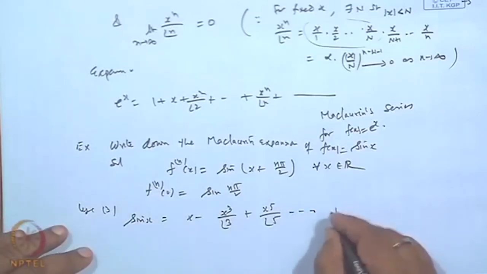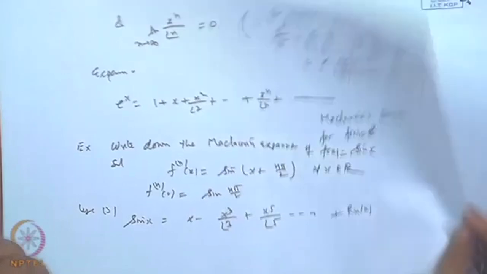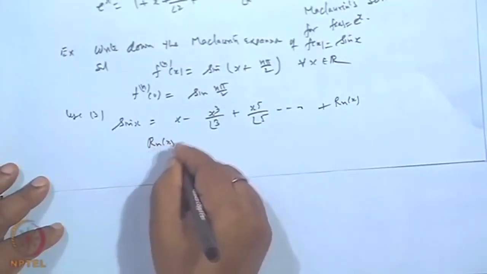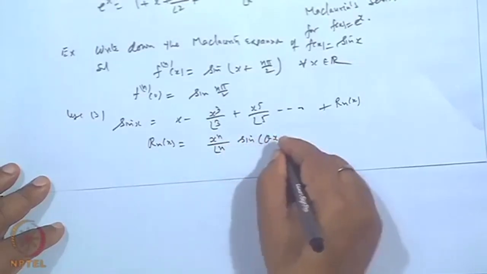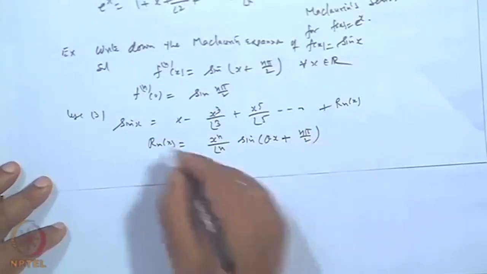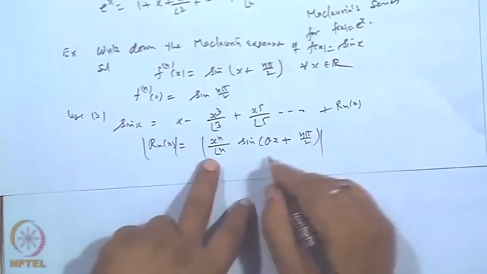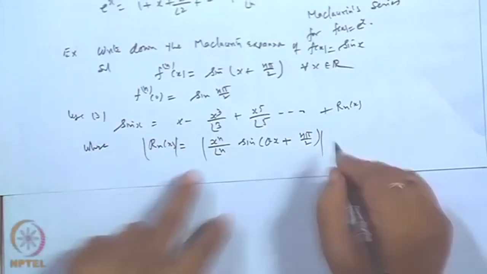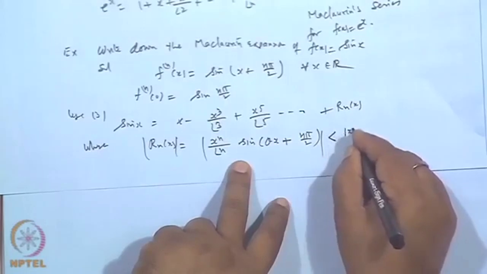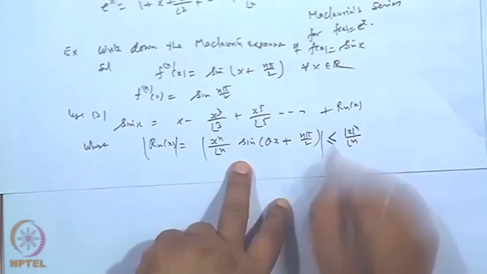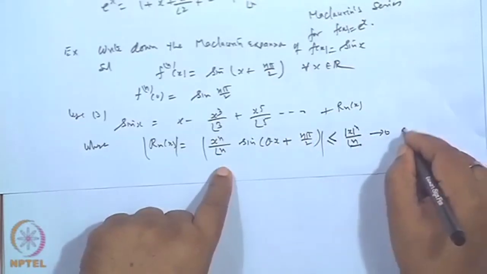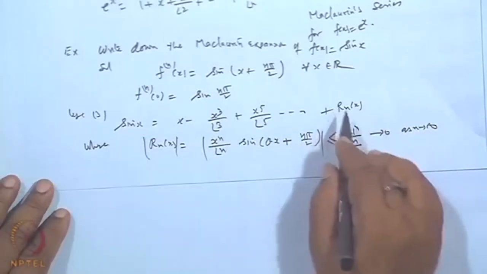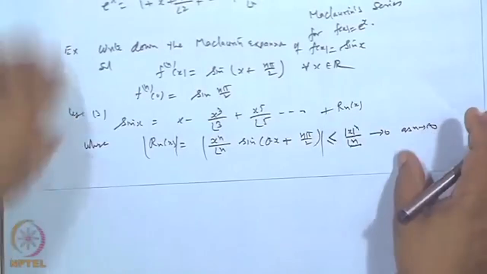And what is the remainder term? The remainder term R n of x will be x to the power n by factorial n times sin of theta x plus n pi by 2. This is the remainder. The mod of the remainder is dominated by mod x to the power n by factorial n, because the sine is always less than or equal to 1. So, as n tends to infinity, this will go to 0. So, again we can expand it and get the series expansion for the function. Okay. So, this is all about the previous topic.